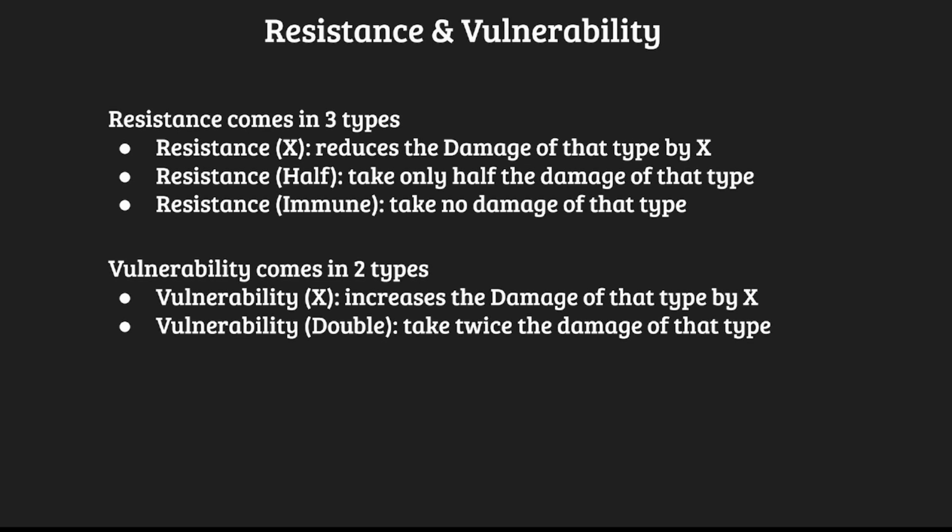On the other hand, we have vulnerability. There is vulnerability X, where you increase the damage of that type by X. Vulnerability double, where you double the damage, or take twice the damage of that type. There's no parallel to resistance immune for vulnerability. There's no such thing as vulnerability everything. So there's just two kinds of vulnerability.